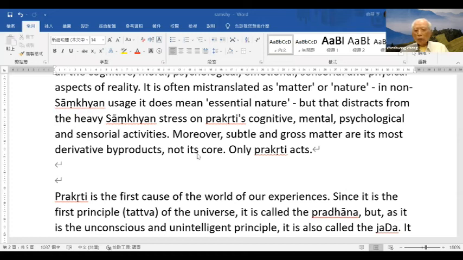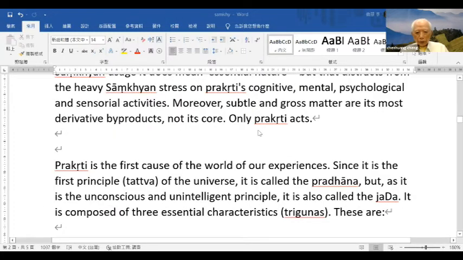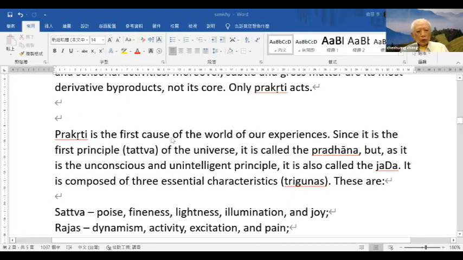Not its core. A core means the most important, the central point, the central idea of Prakriti. Only Prakriti. The subtle and the gross elements are only the least important phenomena evolved from the Prakriti. Prakriti is the first cause of the world of our experiences.